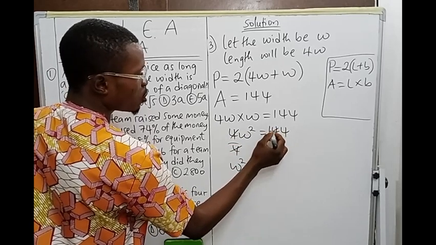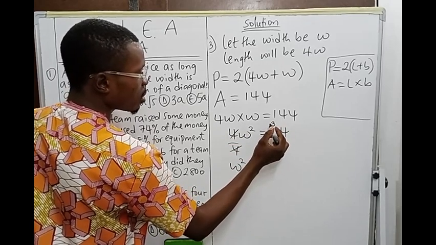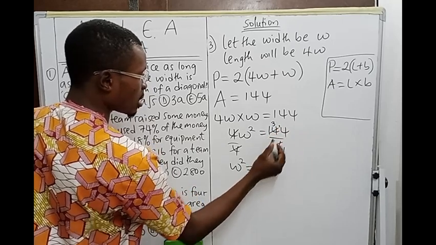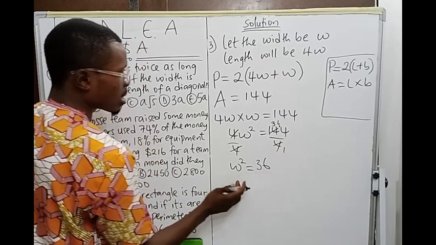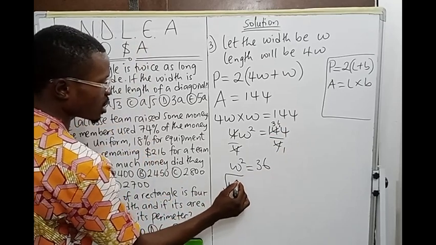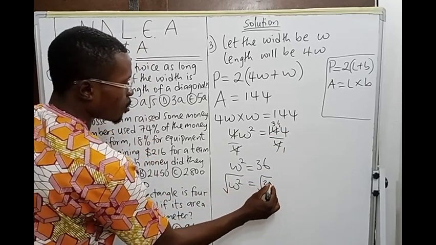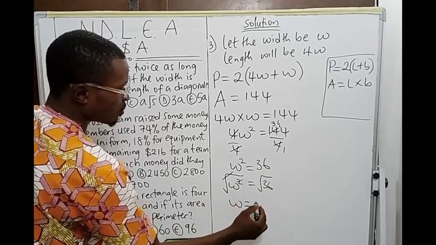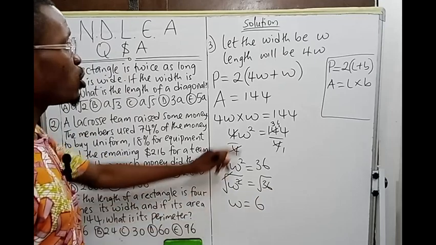4 into 14 is 3, remainder 2. Take the 2 to the next digit. You have 24. 4 into 24 is what? 6. So you have 36. Now take the square root of both sides to get what W is. The square root cancels the square. Your W now is what? Square root of 36 is what? 6. So your W is 6.